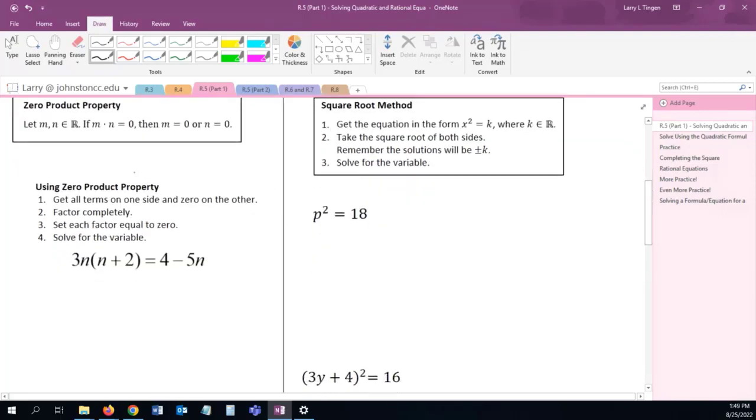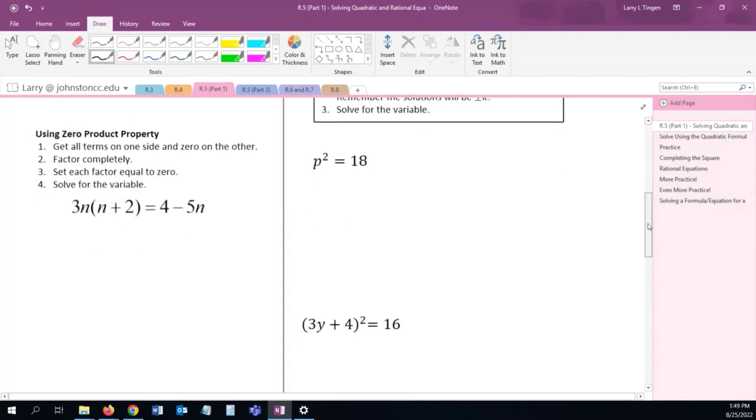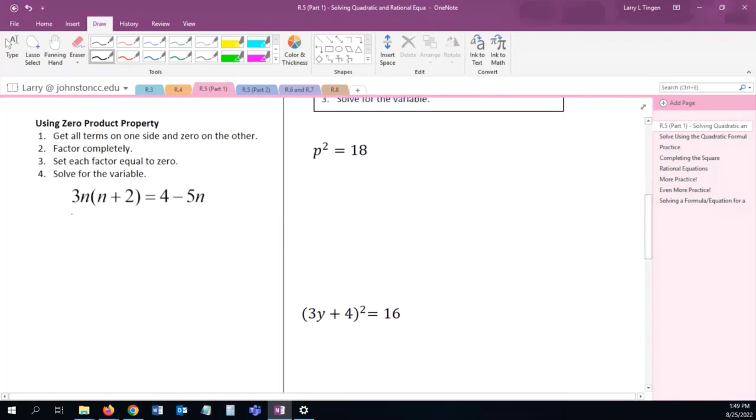So how am I going to use this to my advantage? Well, I'm going to work my way to a problem where I have two things multiplying to give me 0 and then use it. So let's solve this equation down below it. 3n times quantity n plus 2 is equal to 4 minus 5n. Okay, so I'm going to distribute on the left. 3n times n is 3n squared. 3n times 2 is 6n. The right-hand side has no math to do.